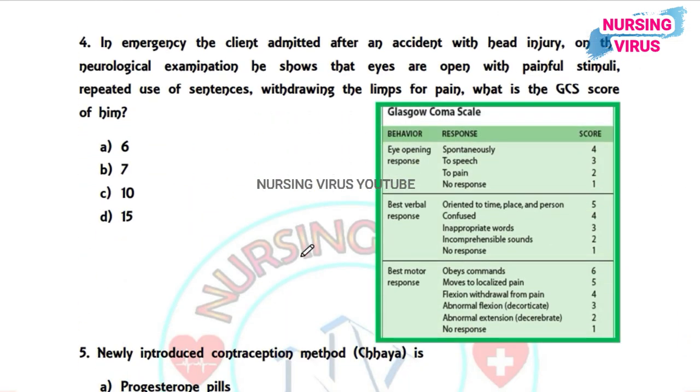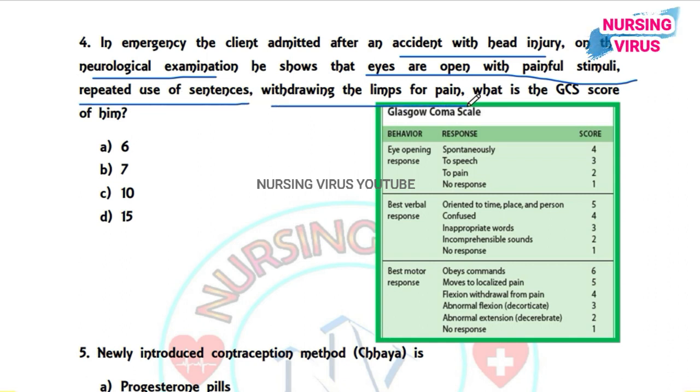Question number 4 is regarding the GCS, and they gave a scenario. In the emergency, the client was admitted after an accident with a head injury. On the neurological examination, the client's eyes open to painful stimuli, the client uses repeated sentences, and withdraws the limbs from pain. What will be the GCS score?